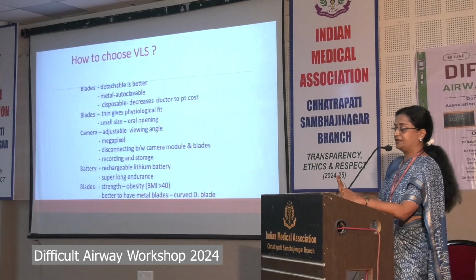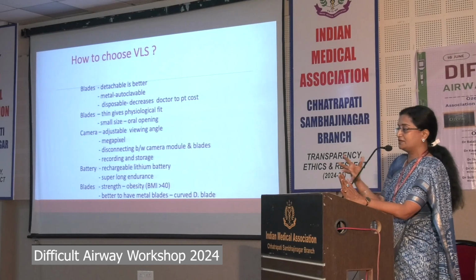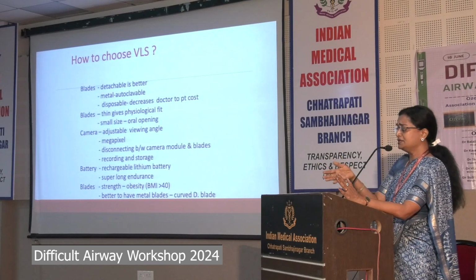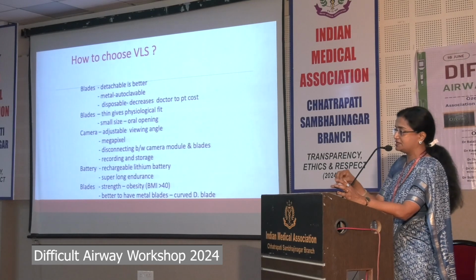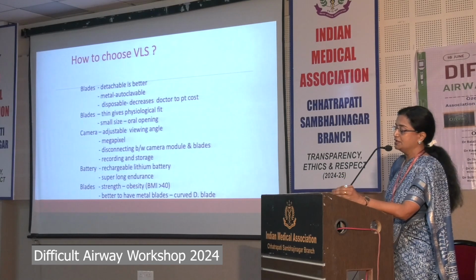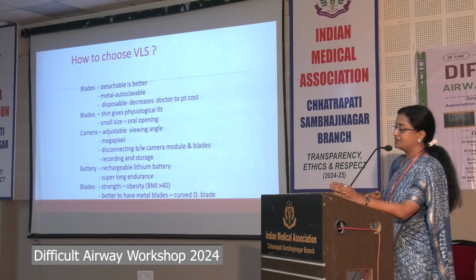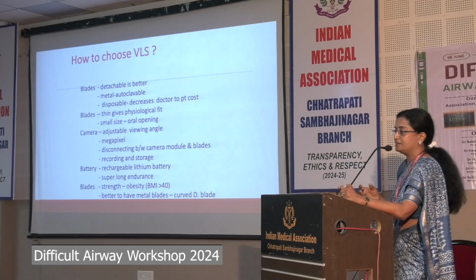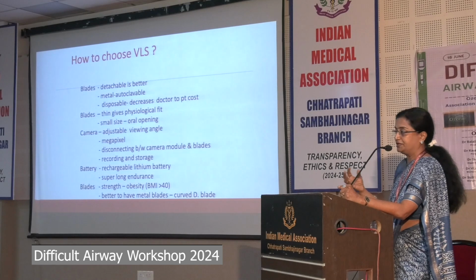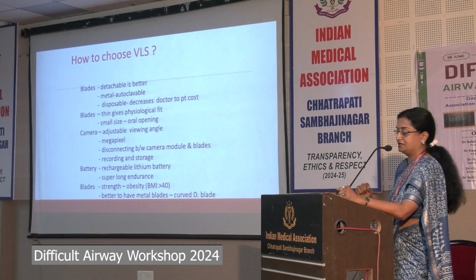Now, how to choose a video laryngoscope? For the blades, detachable is better because sometimes you have a large breast and a fixed screen to blade doesn't allow you to insert the tip of the video laryngoscope. A thin blade gives you a physiological fit, and a small blade can pass through a small oral opening. The camera should have an adjustable viewing angle, giving good megapixel. Disconnection between the camera and the blades, you have to take care, especially the Medicam one, which keeps on disconnecting when you're doing the laryngoscopy.